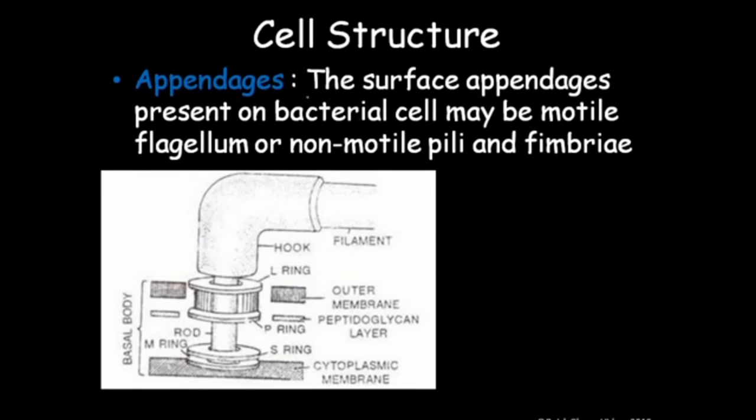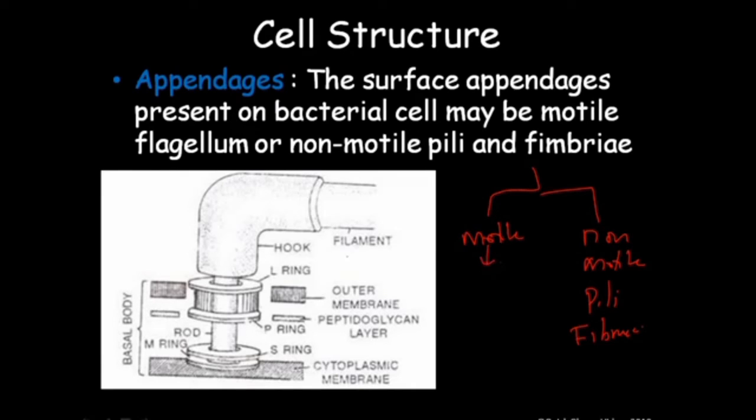The last is the appendages. On the surface of the bacterial cell, the appendages present may be motile, the flagellum, or non-motile, pili, as we described earlier. So the non-motile ones are pili and fimbriae. We already saw the difference between both. In the motile form, we have flagella.